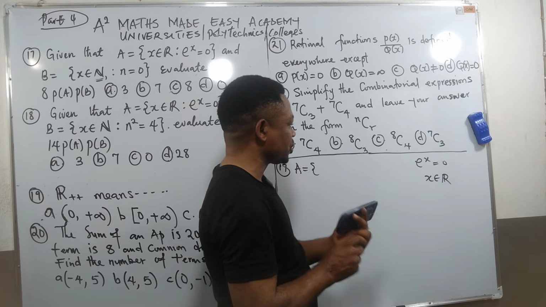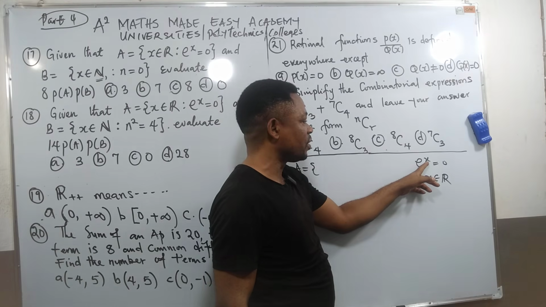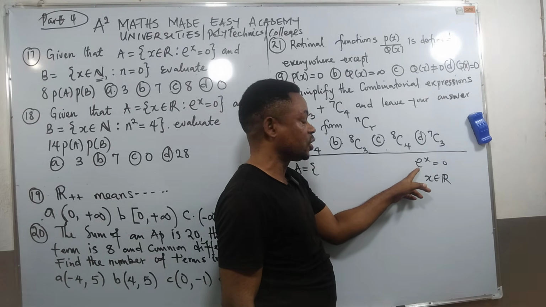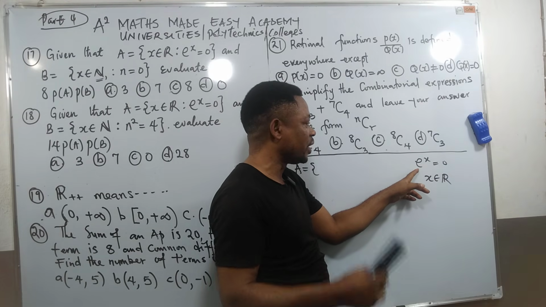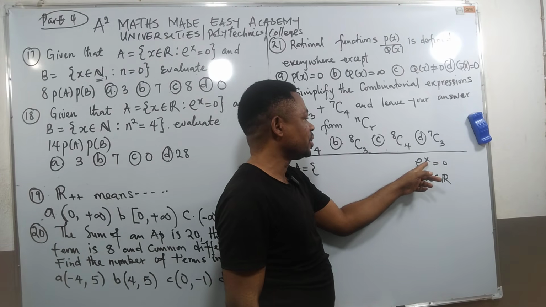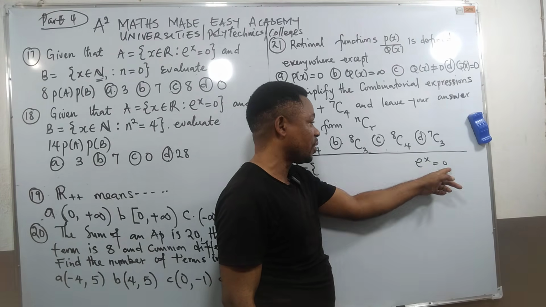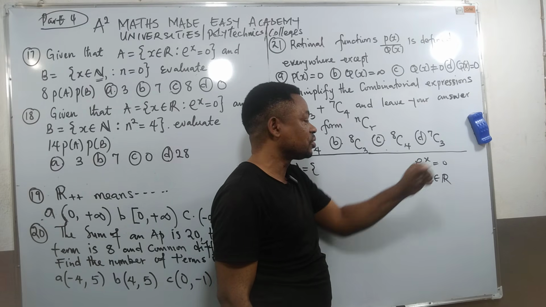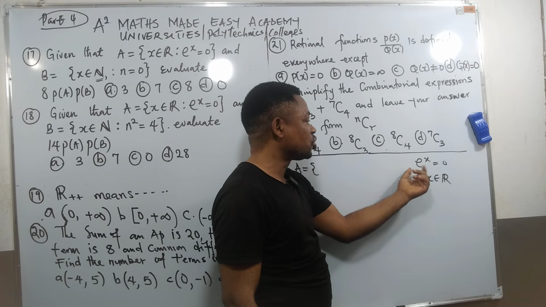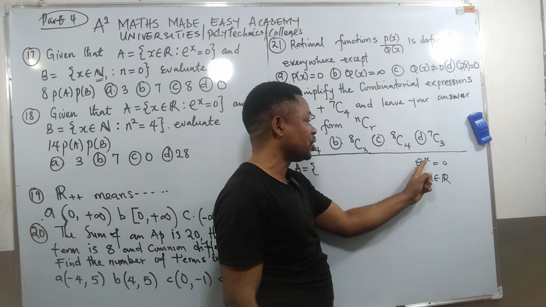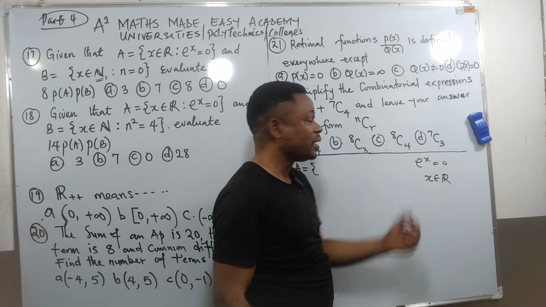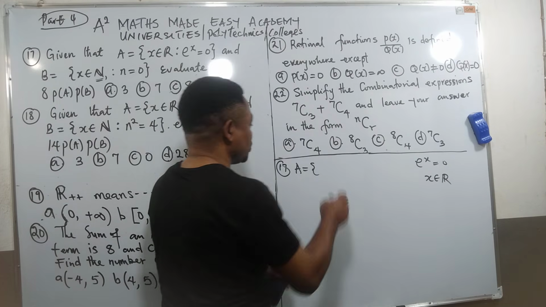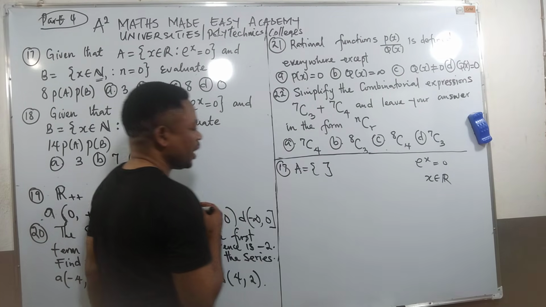The reason is because there is no way a positive value of x as introduced with an exponential, and using a calculator, can give you 0. The same thing, a negative value cannot give you 0. And finally, even if you consider x to be 0, it cannot also produce 0. So anytime you encounter e^x equal to 0, the set is just an empty set.